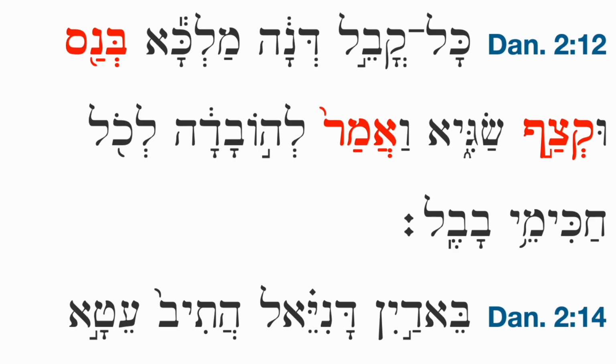So the first one in the book of Daniel is in Daniel 2:12. We looked at this verse yesterday, and we read, Kol kavel dana malka benas uktsaf sagi. So because of this, the king became angry and exceedingly furious. Va'amar lehovada lechol chakimei vavel.